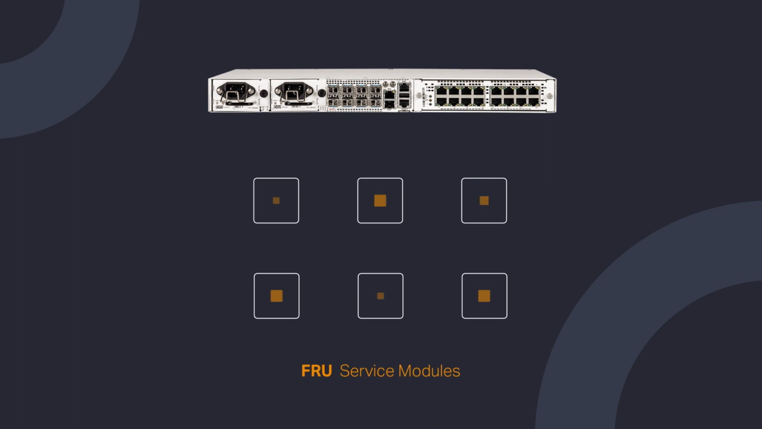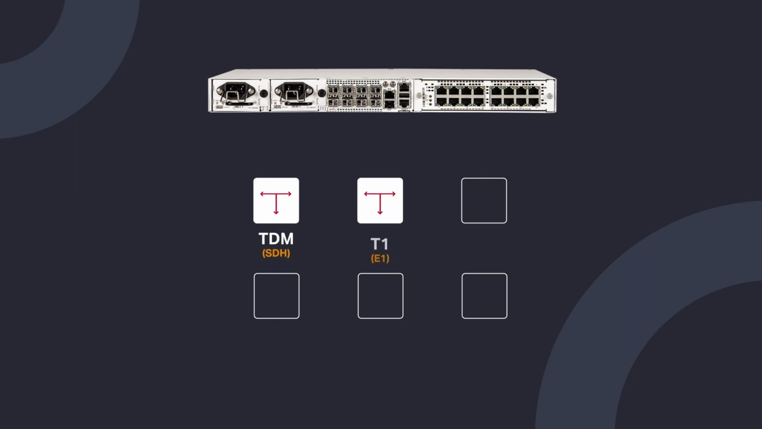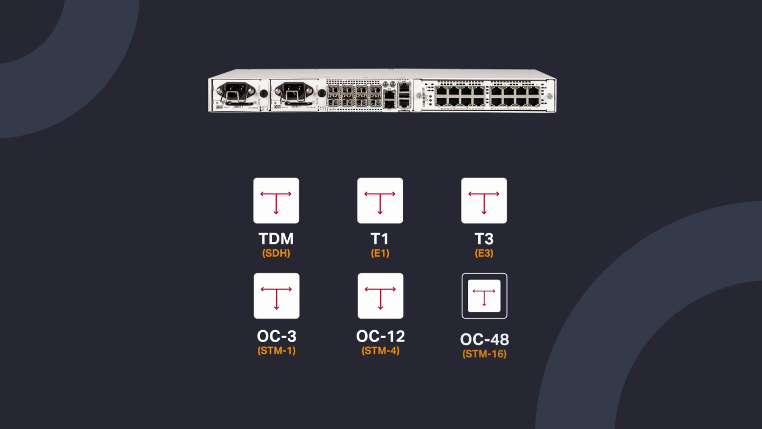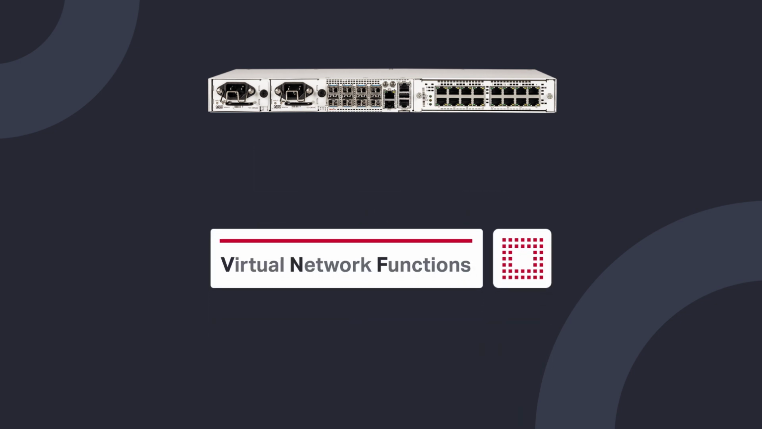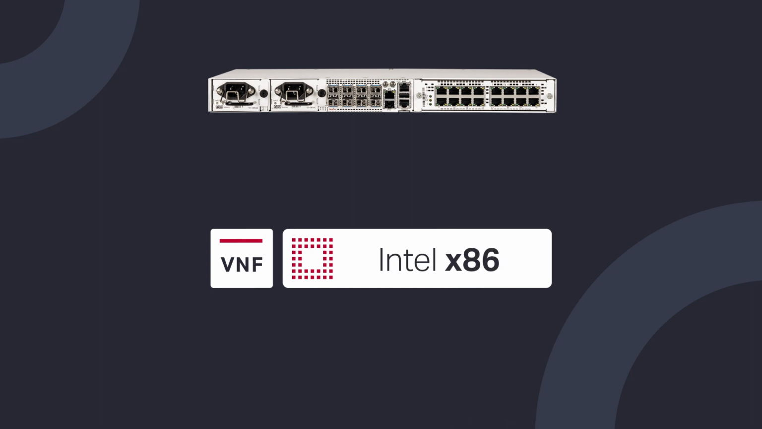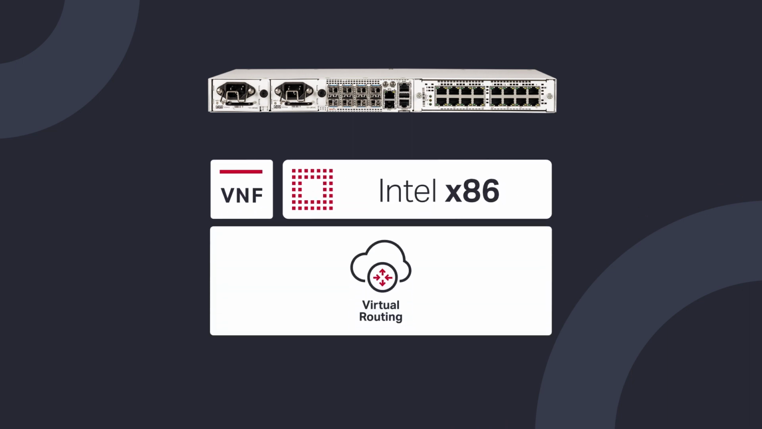With multiple FRU service modules, the 3926 can support existing services such as TDM, T1, T3, and OC3, 12, and 48 private line services. It can also host virtual network functions on an Intel x86 server module for new services such as virtual routing, SD-WAN, virtual firewall, and many other applications.